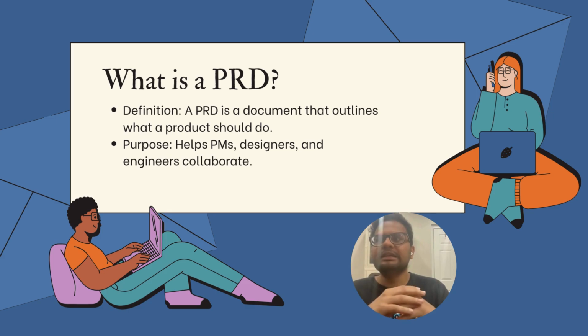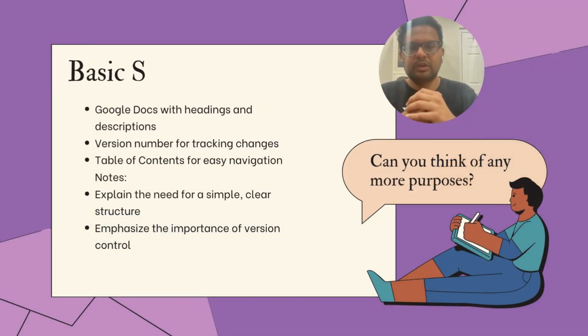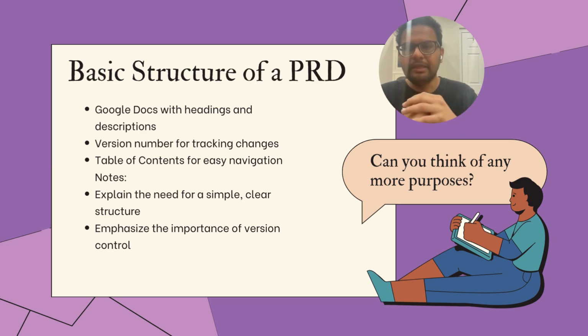But I have never found one that I completely love, so I decided to make my own. Mine is nothing but a Google sheet doc with some headings and a description of what should go into each section of the PRD document. So let's talk about the basic structure of a PRD document.